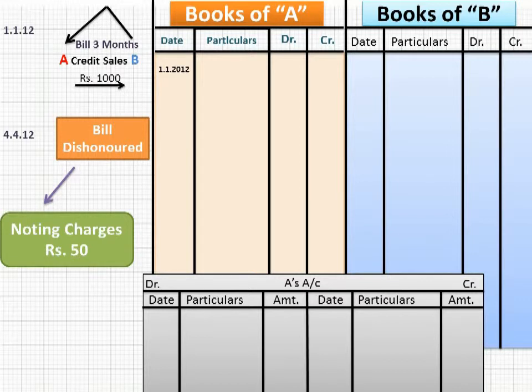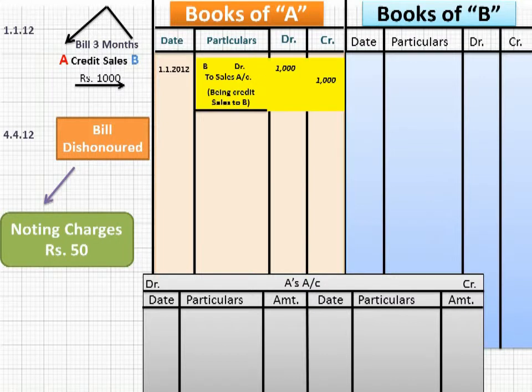On 1st January 2012, suppose you are A, you sold goods to B on credit basis. So what will be the journal entry in your books? B to sales ₹1,000. And on the same date, 1st January 2012, what you did? You received a bill from B. So BR account debit to B. BR debit means debit what comes in, and to B means credit the giver, ₹1,000.